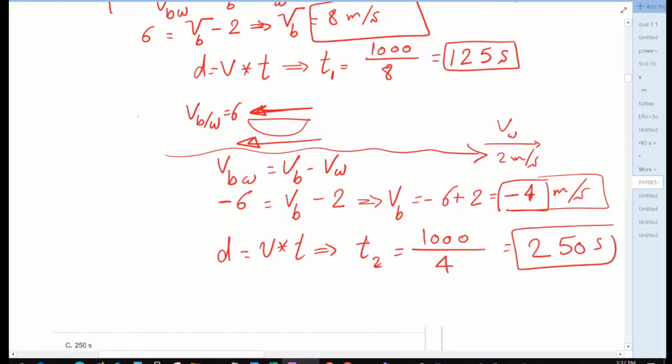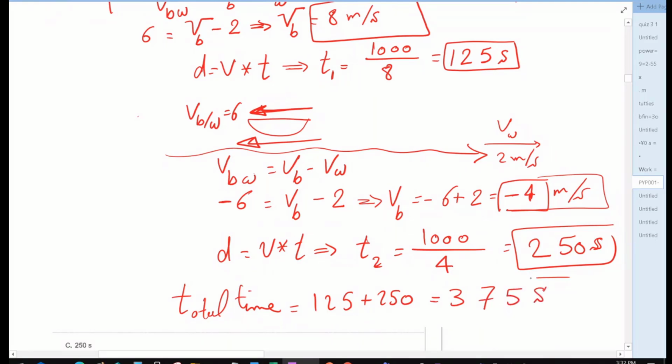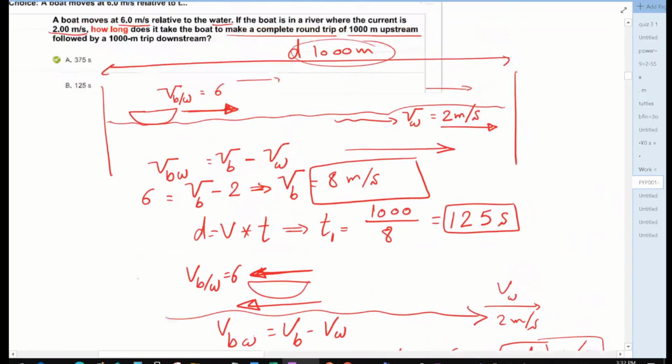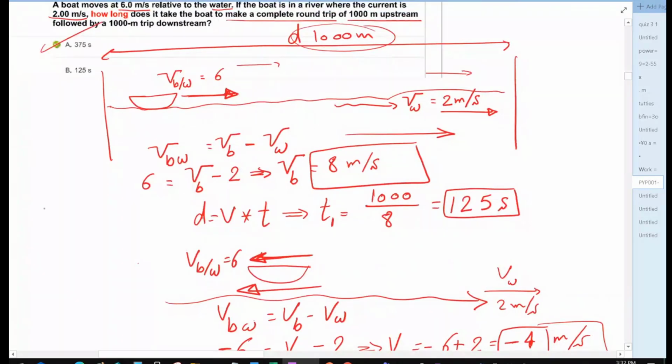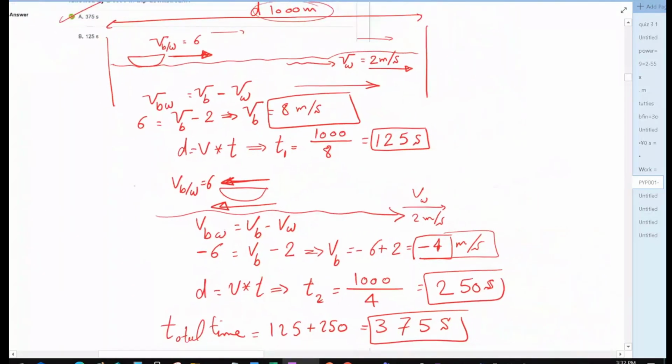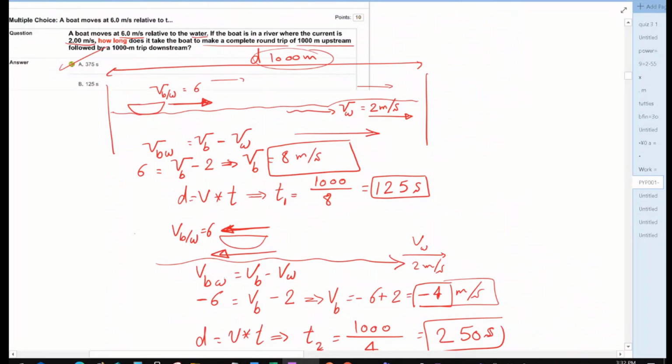250 seconds. So the total time equals 125 plus 250, which gives you 375 seconds. 375 seconds. Do you have any question in this one, guys?